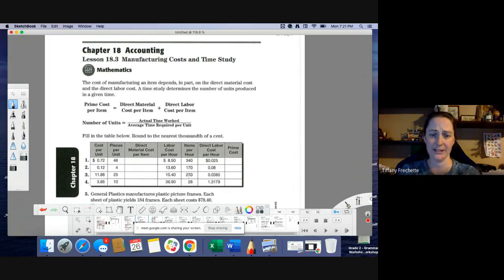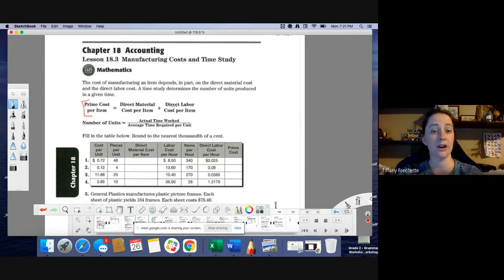All right, so let's go ahead and read the summary here. It says the cost of manufacturing an item depends in part on the direct material cost and the direct labor cost. A time study determines the number of units produced in a given time. So then they give us a couple of formulas here. We have prime cost per item, and that equals the direct material cost per item plus the direct labor cost per item. So direct material cost and direct labor cost, what that has to do with materials and costs is it's literally the cost that's directly related to this item.